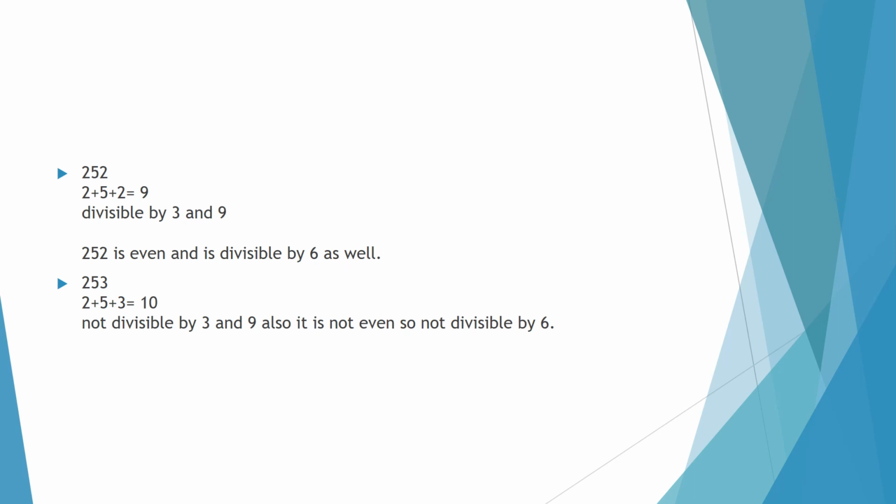Let us try 253. So 2 plus 5 plus 3 we get 10. 10 is not divisible by 3. 10 is not divisible by 9. It does not come in the 3 or 9 table, so it is not divisible by 3 and 9, and it is not divisible by 6 as well. Why? Because it is not divisible by 3, and 253 is not an even number, so it is not divisible by 6.